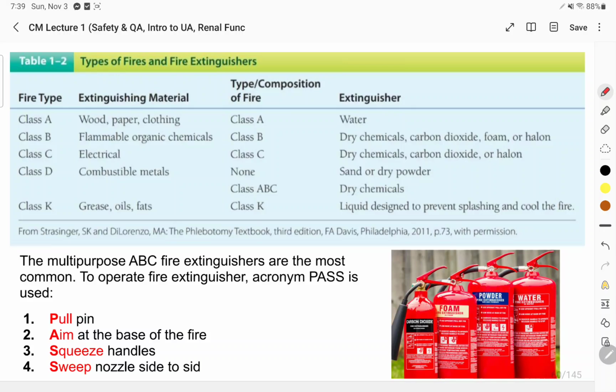nga extinguisher for class A, B, and C nga fire. And if you are operating a fire extinguisher, you remember the acronym PASS. Okay, sa paggamit og fire extinguisher. So first is you pull the pin. Okay, naa ang pin dira sa kilid, ibrahon na ninyo. And then you aim.